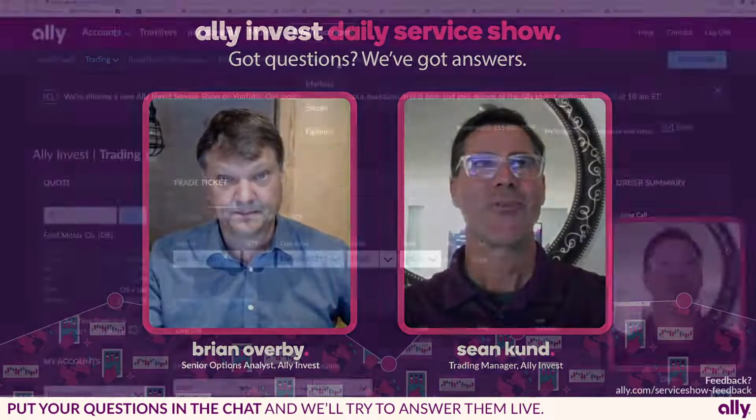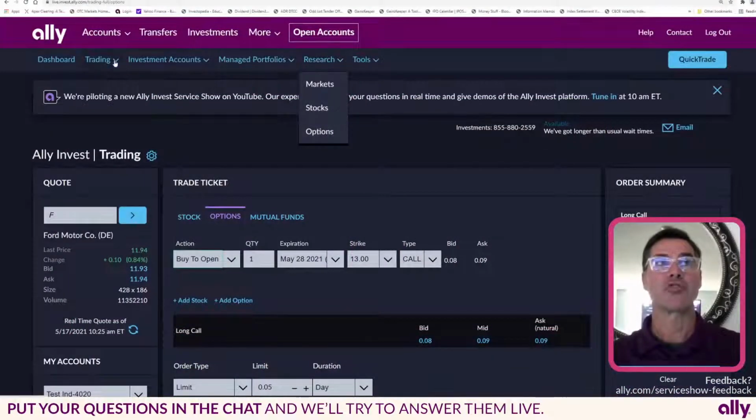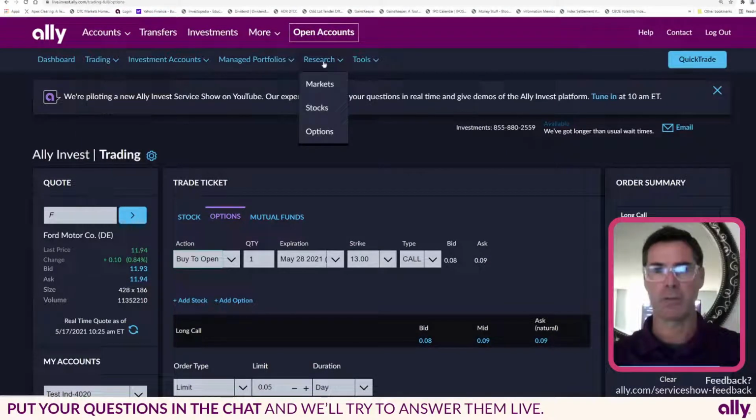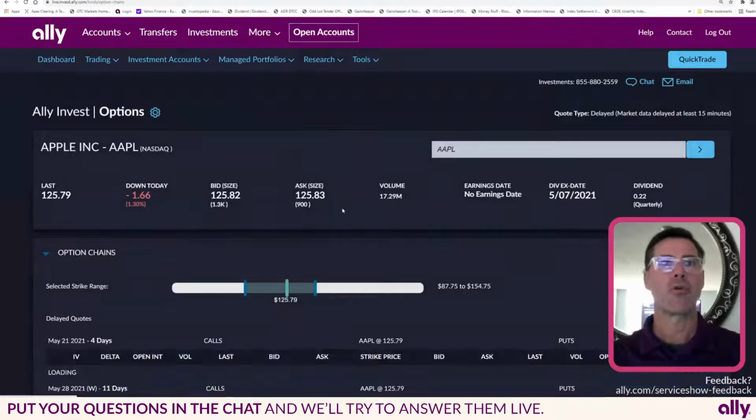Great. So previously we looked at trading for our options, but you can also go to the research button for options. We'll stick with Ford.